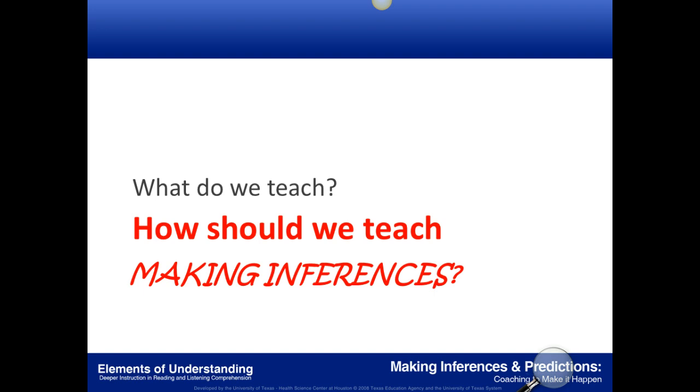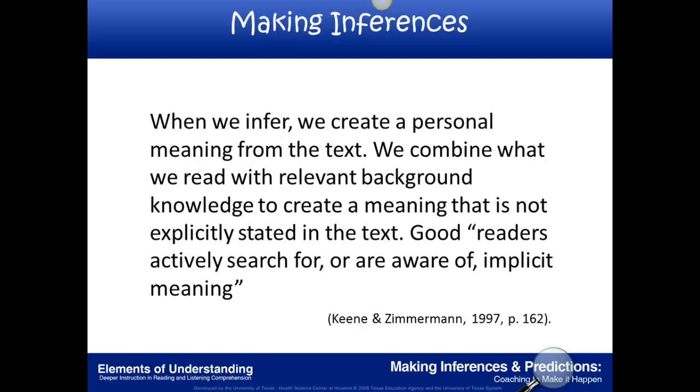We've looked at many reasons why it is important to teach the cognitive strategy of making inferences. Today, we want to think about ways to make this instruction even more effective. The term cognitive strategies refers to the thinking processes, or the metacognition, that proficient readers use automatically to comprehend. When we infer, we create a personal meaning from the text. We combine what we read with relevant background knowledge to create a meaning that is not explicitly stated in the text. Good or proficient readers actively search for or are aware of implicit meaning.